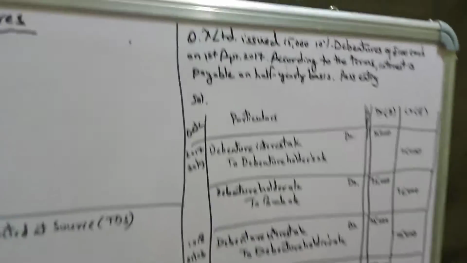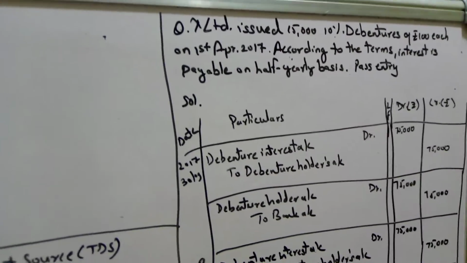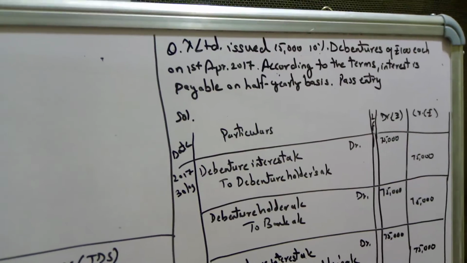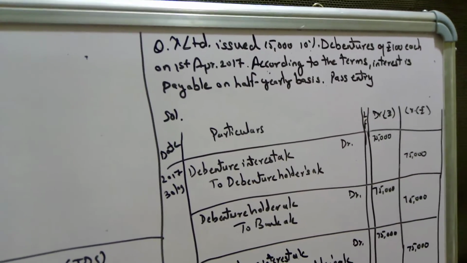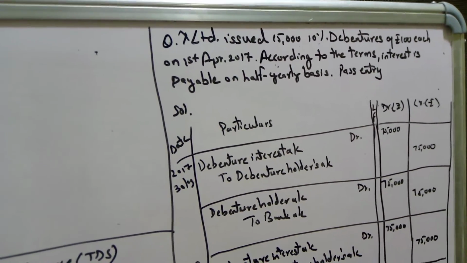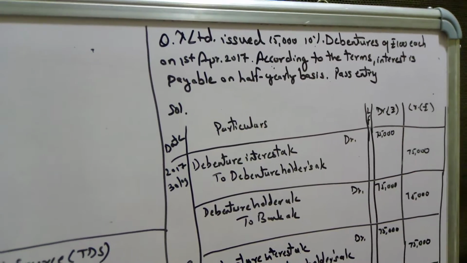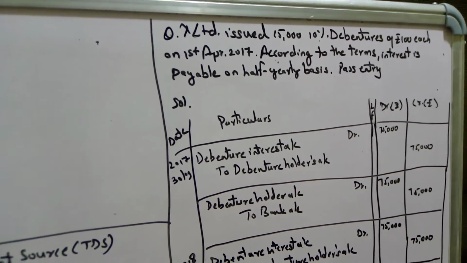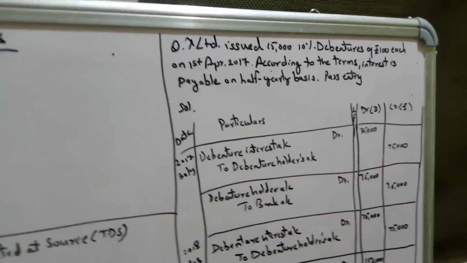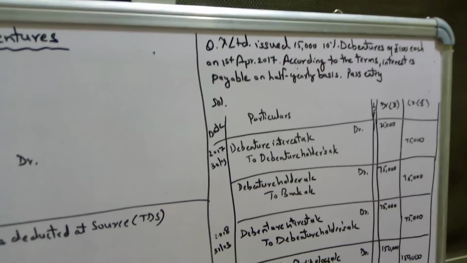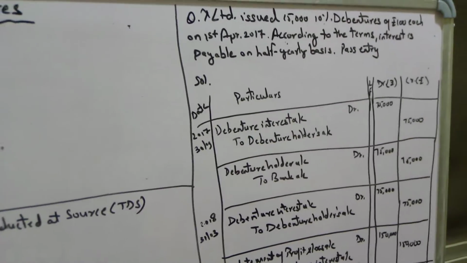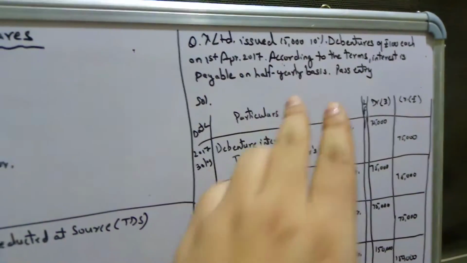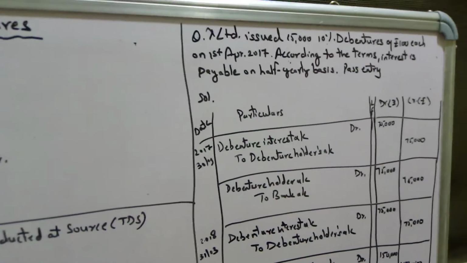As you can see in the question, X Limited issued 15,000 debentures, carrying 10% rate of interest. Nominal value is 100 rupees, on 1st of April. According to the terms, interest is payable on half yearly basis. As we have seen in the earlier note, interest may be charged yearly, half yearly or quarterly. It is mentioned in the question that it has to be charged half yearly.